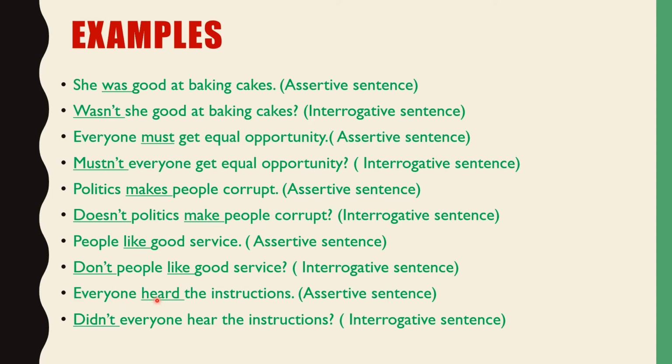The last example, everyone heard the instructions. This is also an assertive sentence. Heard is underlined. There is no auxiliary. So therefore you will use do, does, or did. Now why did here? Because the tense is past. So the rule says that if the tense is past, then you're going to use did. But you'll start with didn't. Why didn't? Because this assertive sentence is positive. So therefore your interrogative will go as didn't, the negative. Didn't everyone hear the instructions? This is an interrogative sentence.